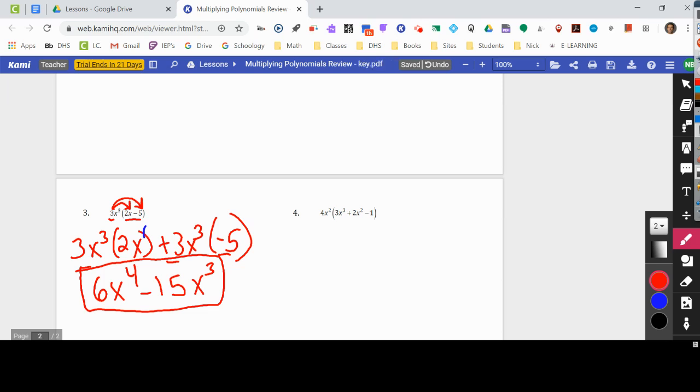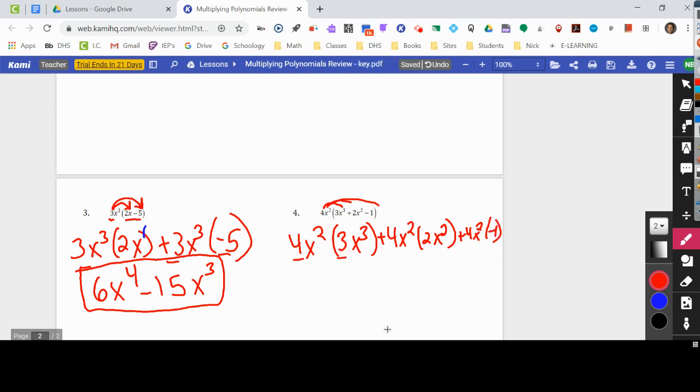All right, example 4 here, we got 4x to the second times 3x to the third plus 2x squared minus 1. Again, we have just one monomial times this polynomial, so we're just going to multiply here using that distributive property. We get 4x squared times 3x to the third plus 4x squared times a positive 2x squared plus that 4x squared times a negative 1.